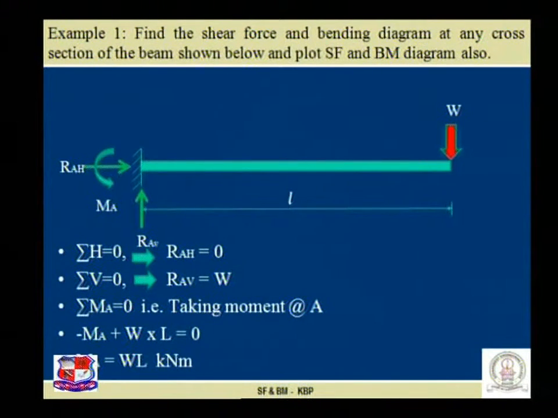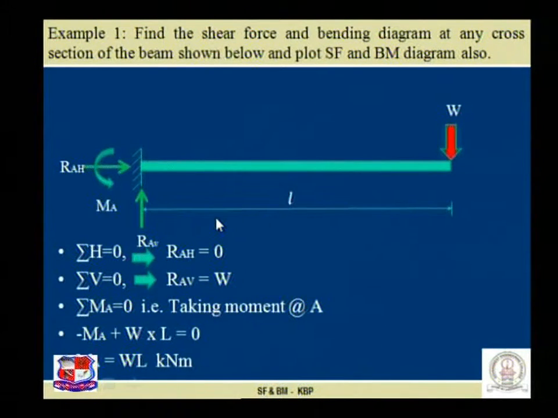Now step number 1 is to find the support reactions. We find the support reactions using the 3 equilibrium conditions. Using number 1, sigma H is equal to 0, as there are no external horizontal forces acting on this system, so RAH is equal to 0. Applying sigma V is equal to 0, total upward force RAV is equal to total downward force W. So RAV is equal to W.